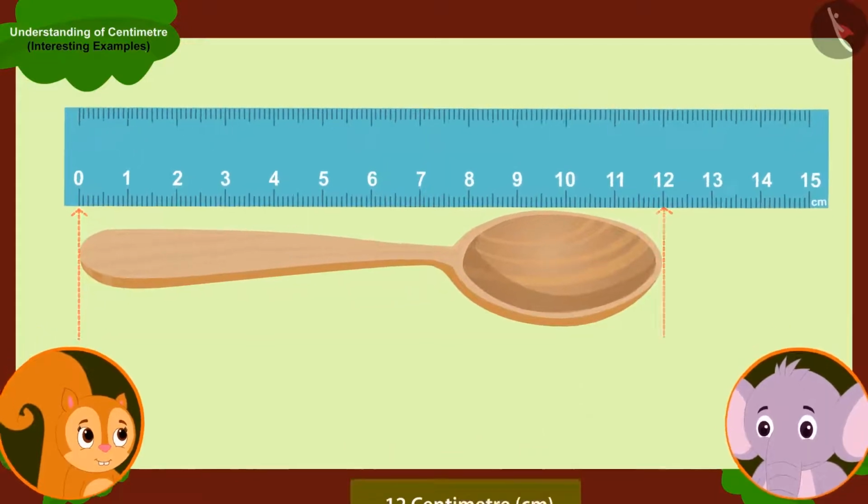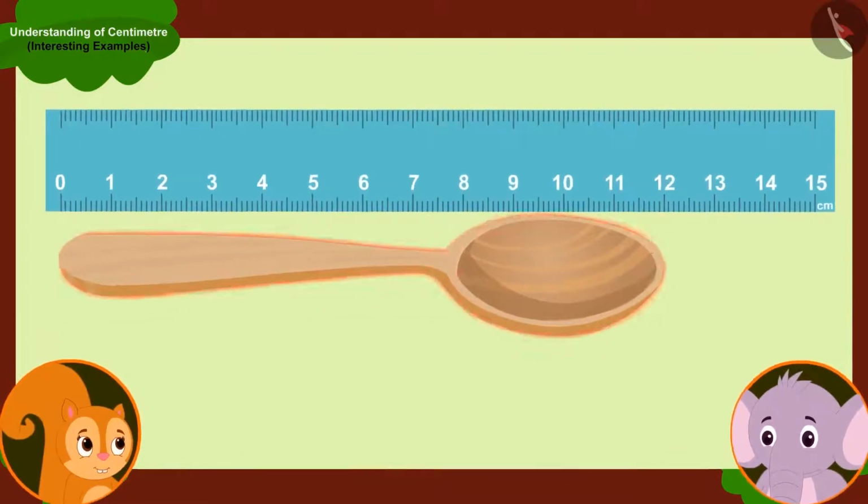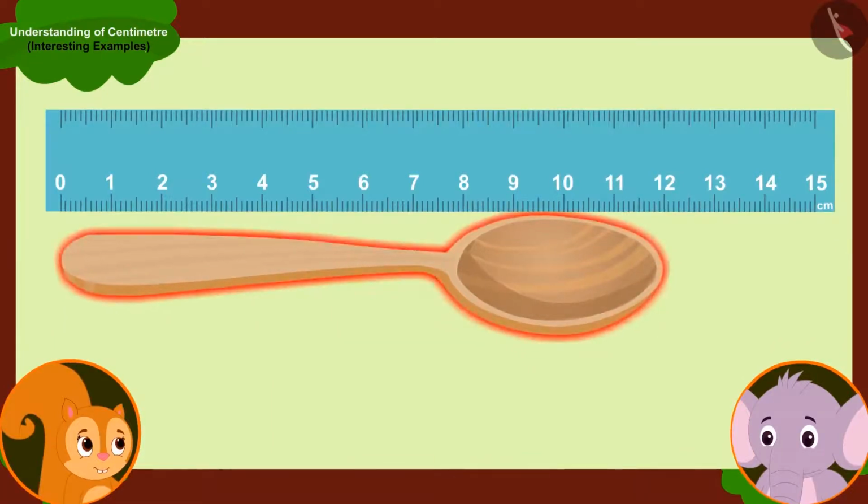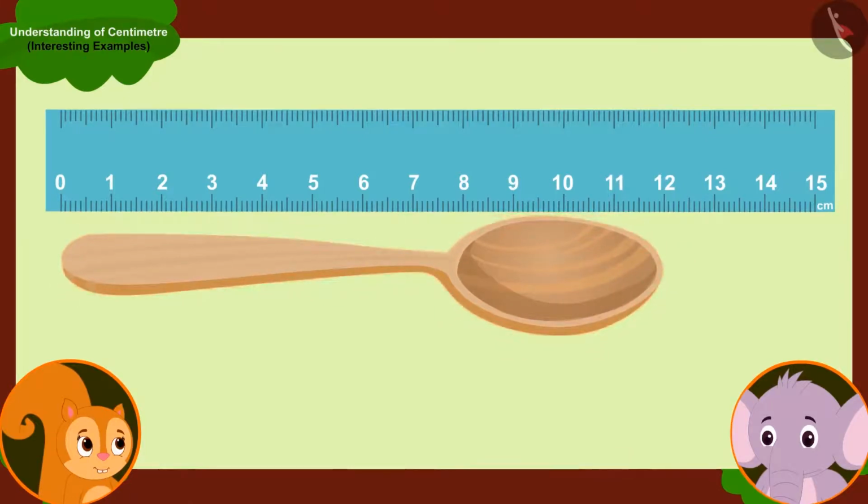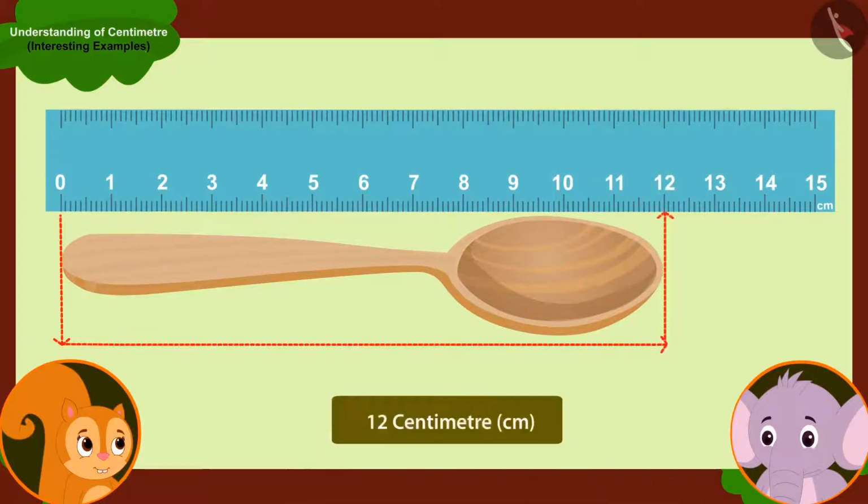Appu said to her, Whenever you have to measure the length of any object, you place it next to the ruler in this way and start measuring from 0. The number which is reaching the other end of your object, the length of your object will be that centimeter.